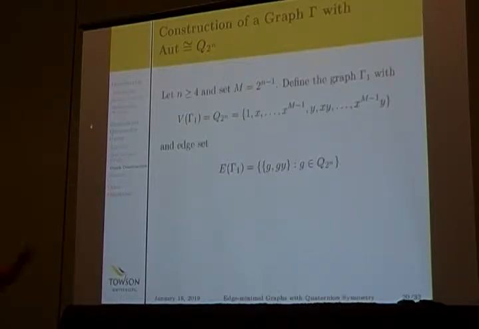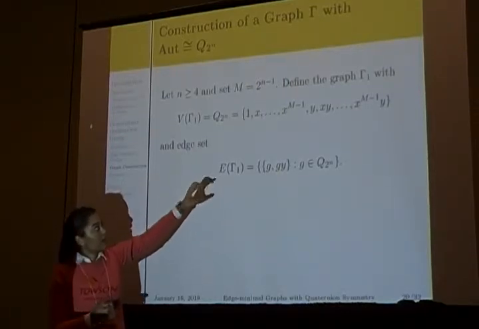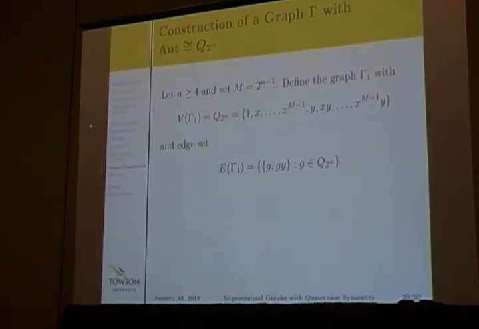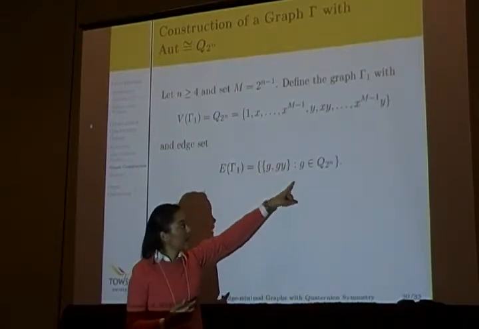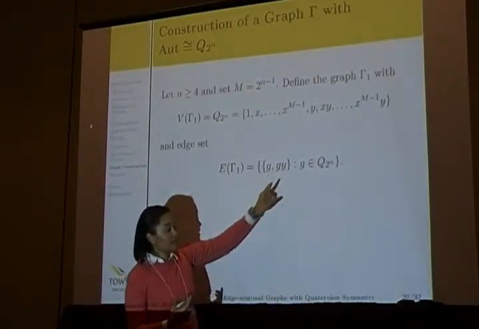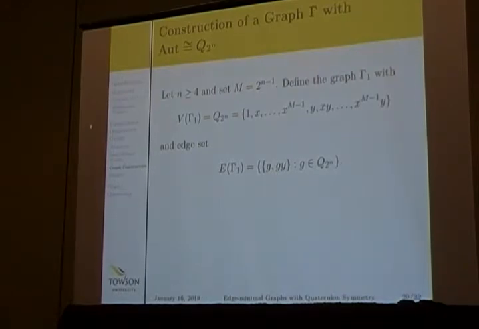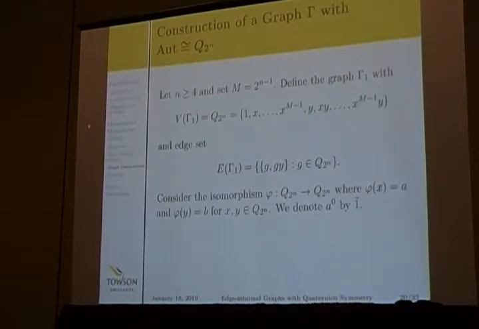Just for notational convenience, I'll let m be 2 to the n minus 1. And this first subgraph, we're going to define gamma 1. We'll have the vertex set listed here, and those elements form their own Quaternion group. The edges in this graph are going to look like this: for every element G of the group, I'm going to connect things that look like G, comma, GY. So that's the first subgraph.